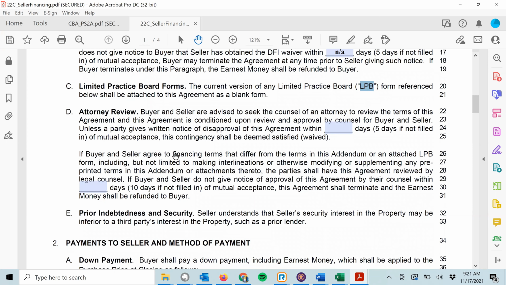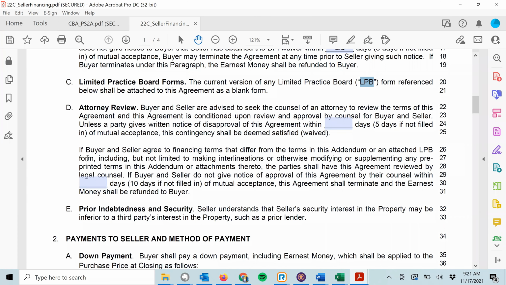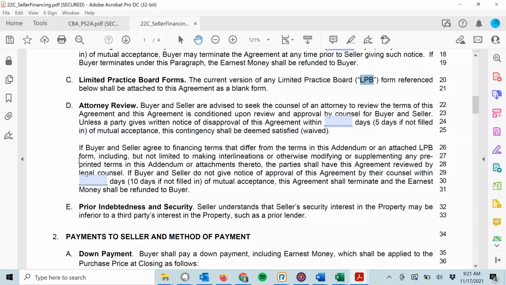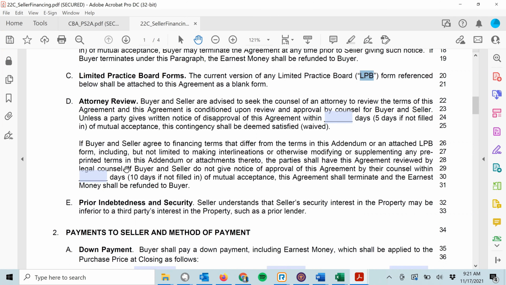If buyer and seller agree to financing terms that differ from the terms in this addendum or an attached LPB form, including but not limited to making interlineations or otherwise modifying or supplementing any pre-printed terms in this addendum or attachments hereto or thereto, the parties shall have this agreement reviewed by legal counsel. If buyer and seller do not give notice of approval of this agreement by their counsel within 10 days of mutual acceptance, this agreement shall terminate.